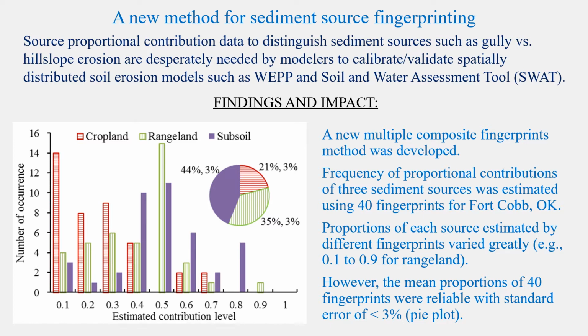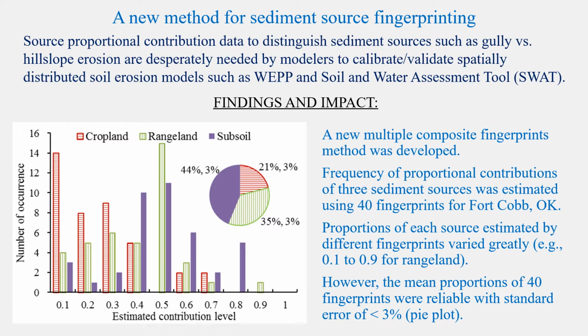In this study, ARS scientists compared results using Cesium-137, the traditional approach, to results obtained by analytically solving a 3-end member mixing model using a multiple composite fingerprint approach. In this case, samples from surface soils, gully banks, and sediment deposits were digested in acid, and a group of 27 elements were measured by ICP mass spectroscopy.